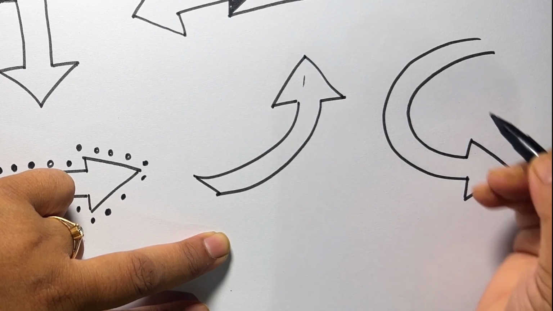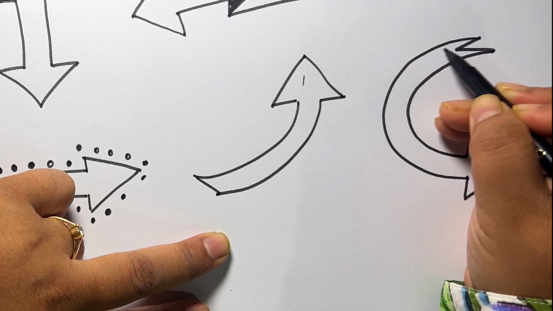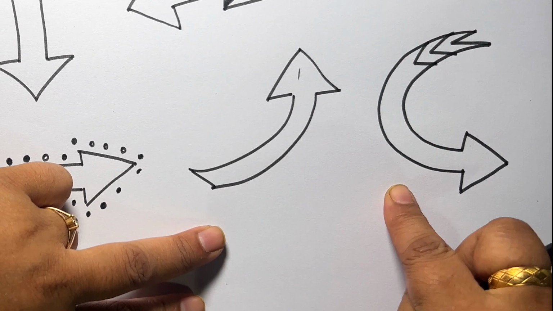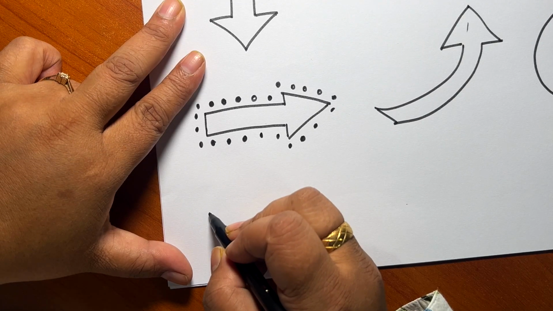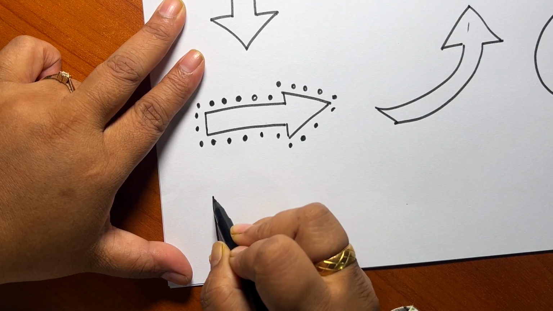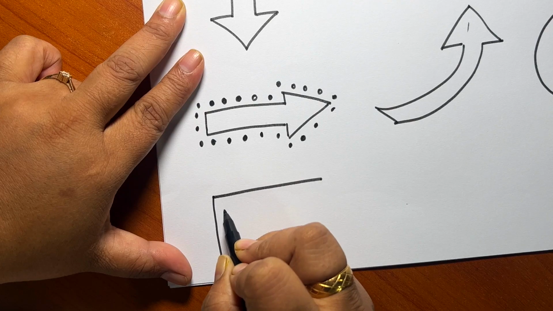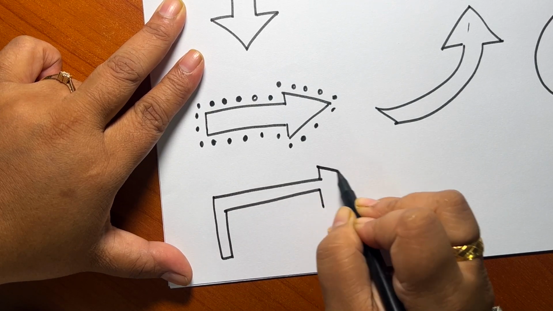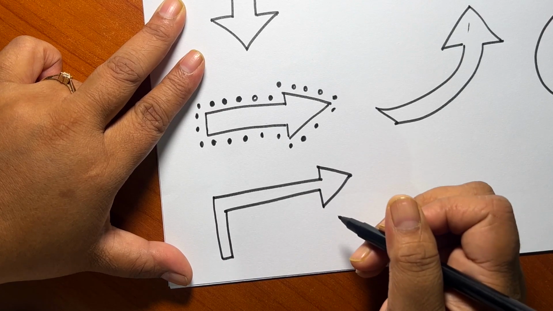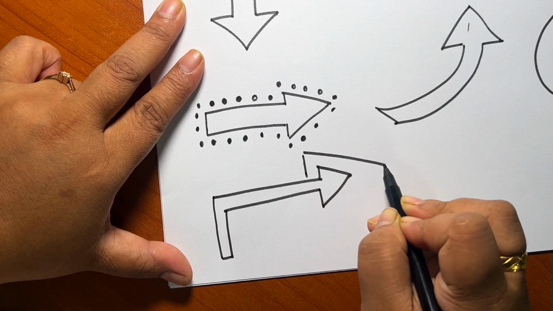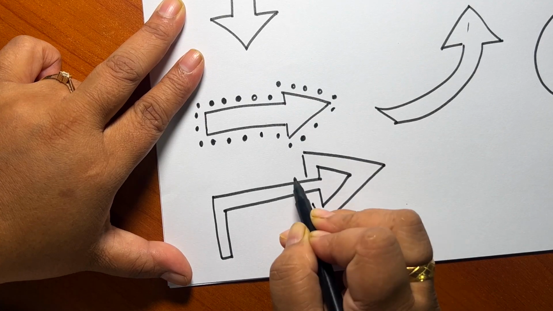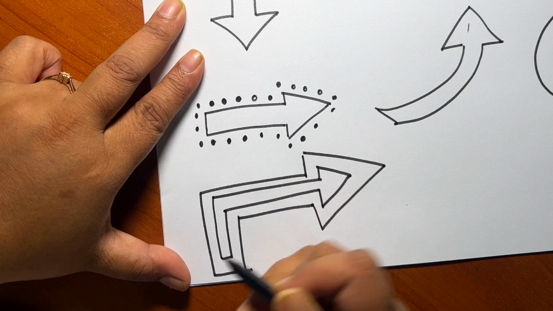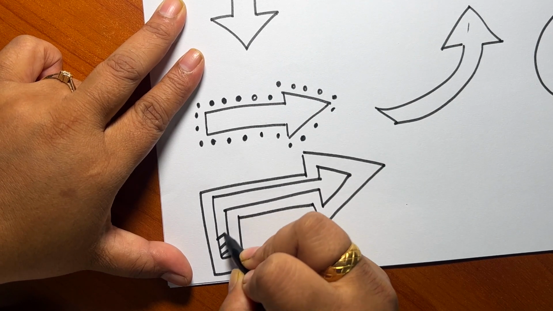Want to give it a beautiful effect? This will look nicer when we shade it up. Suppose you're drawing on a huge paper and you want to draw something that's really big and bold. You can try this one. You can actually scale it up so that it can really look huge and big when you're pointing to a particular subject.